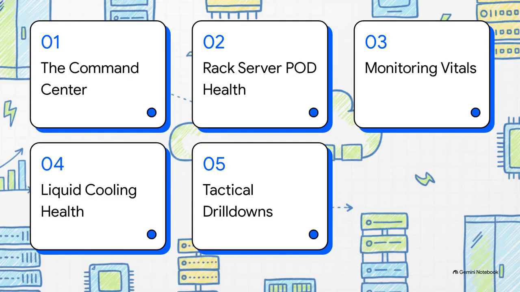To keep us from getting lost in the technical weeds today, we're going to break this tour down into 5 key areas. First, the command center. Second, rack server pod health. Third, monitoring system vitals. Fourth, liquid cooling health checks. And finally, number 5, tactical drill downs and search.